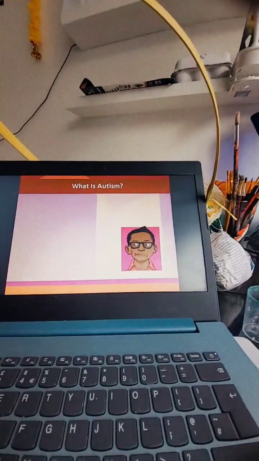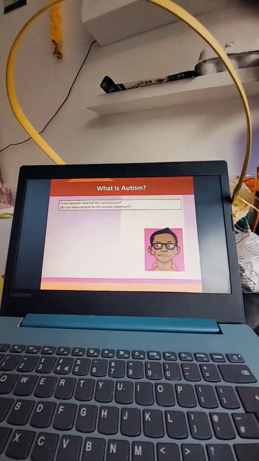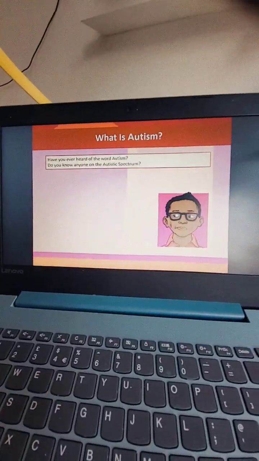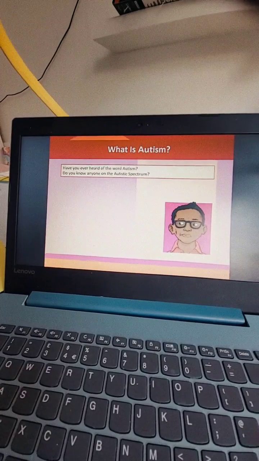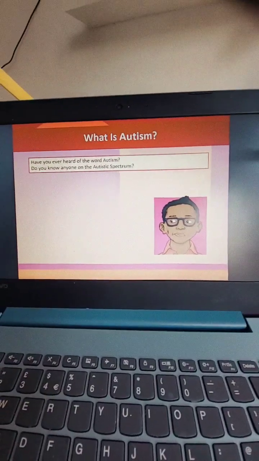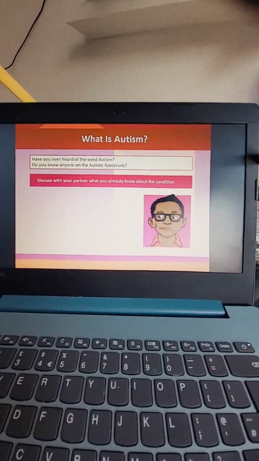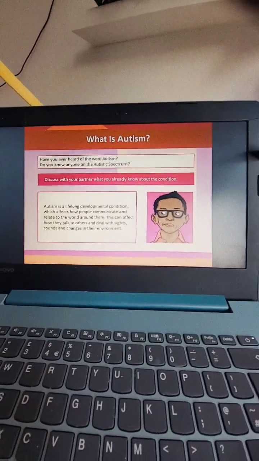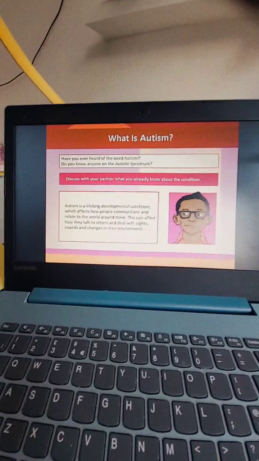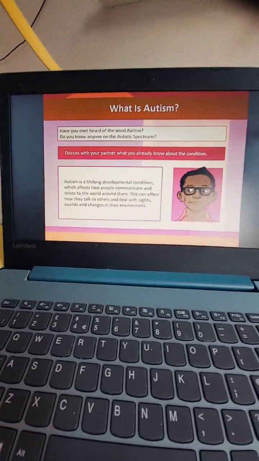What is autism? Have you ever heard of the word autism? Do you know anyone on the autistic spectrum? Discuss with your partner what you already know about the condition. Okay, so we have to know what is the condition, isn't it?